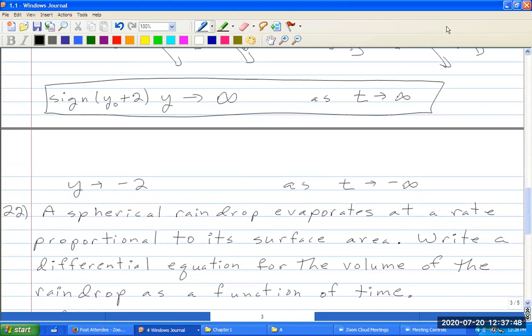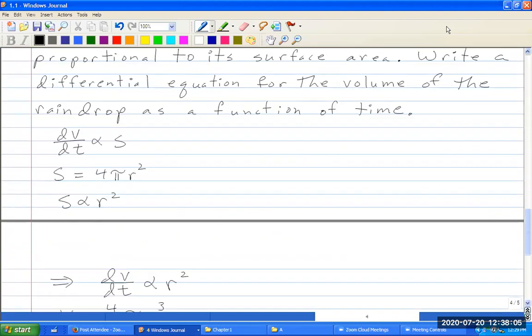A spherical raindrop evaporates at a rate proportional to its surface area. Write a differential equation for the volume of a raindrop as a function of time. Oh, so maybe I should erase this.